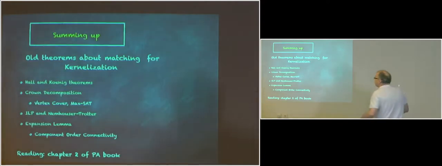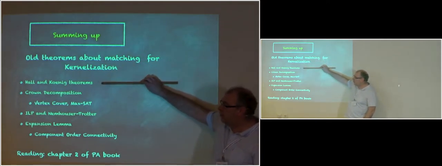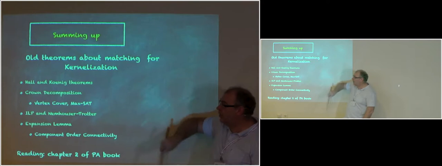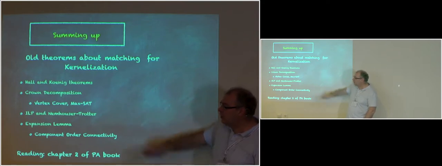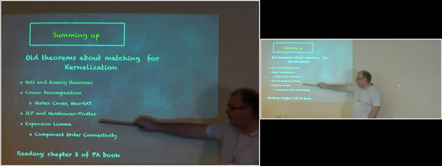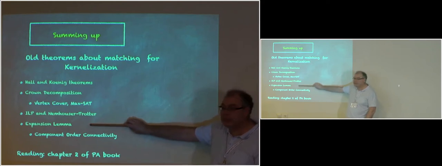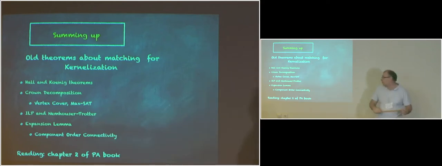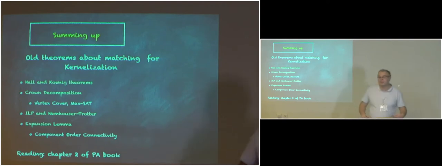Okay, and summing up. We spoke about applications of the classical matching theorems of Hall and Koenig, and how to apply them for constructing kernels. One of the applications was crown decompositions, and the applications of crown decompositions were for vertex cover and for max SAT. Then we discussed a kernel for vertex cover based on the Nemhauser-Trotter theorem. And then I went at very high speed through some extension of crown decomposition, its expansion lemma, and gave an application for the component order connectivity problem. And again, part of this is in the parameterized algorithms book, and part of it is not. Yeah. Thank you.